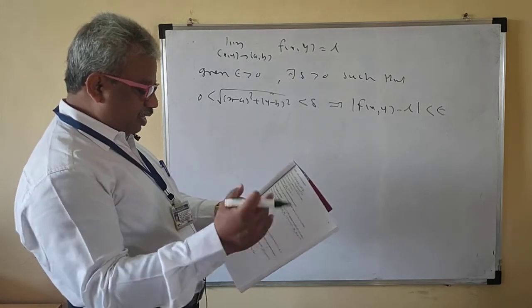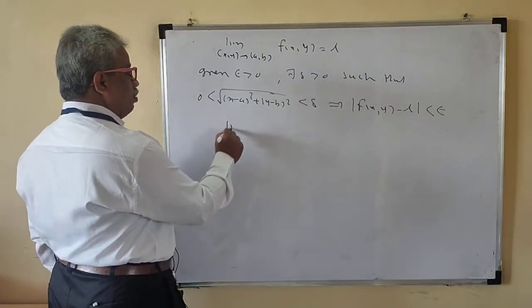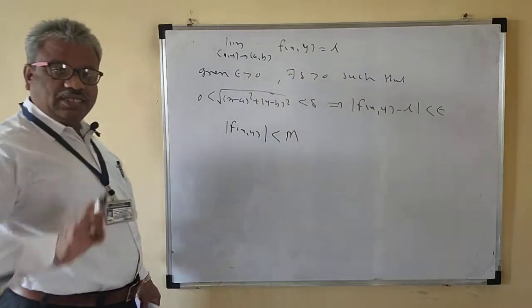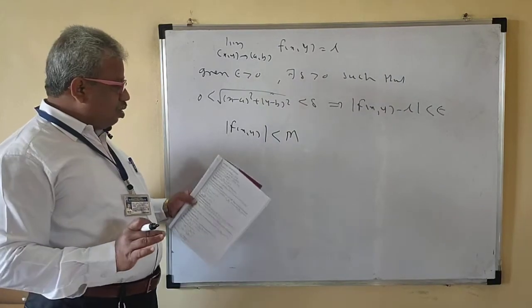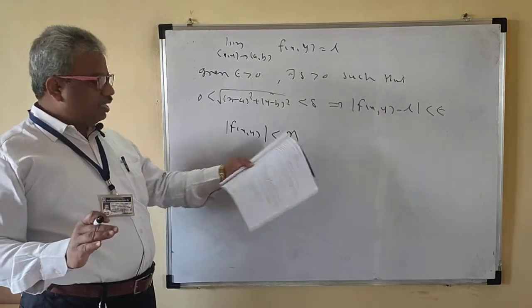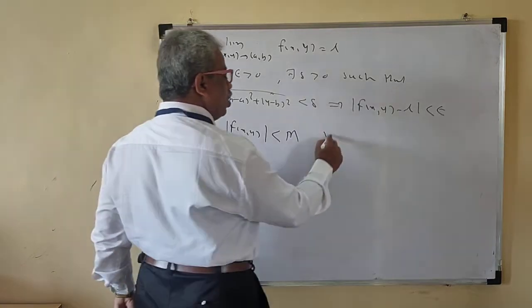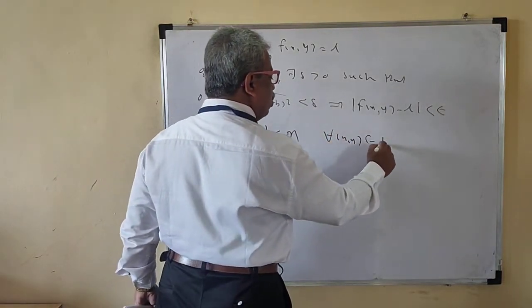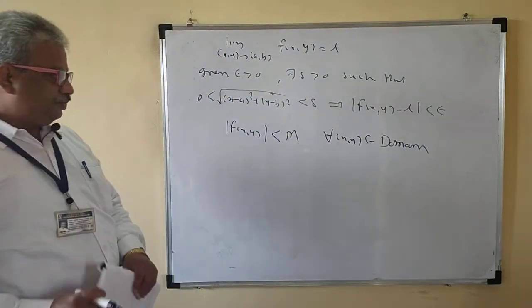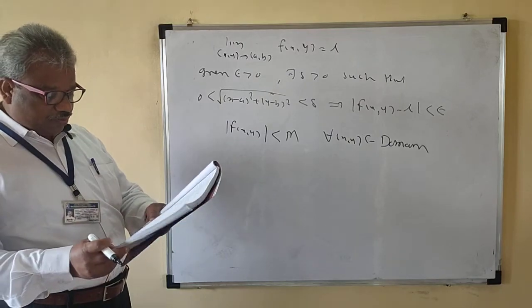So algebra of the limit is what? Sum or difference of the limit is different. Bounded function is what? Mod of f of xy is less than m. If there exists a real number m such that mod of f of xy, that means all values of f of xy, this absolute value is less than m. This is true for all xy belonging to the domain of f, right? Then we say that this function is a bounded function.